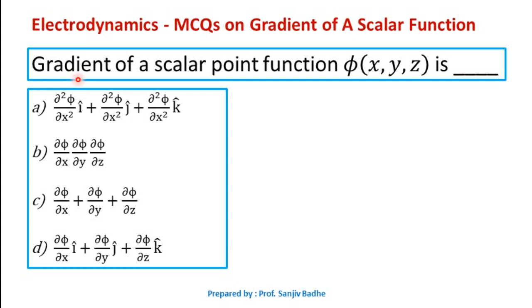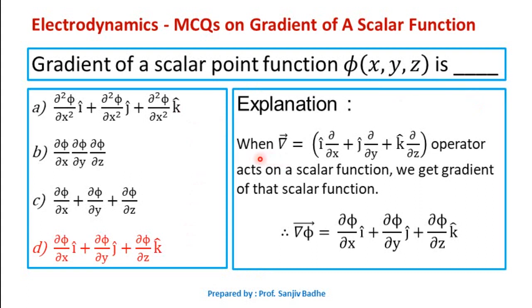Let us move on to the next question. Gradient of a scalar point function phi of xyz is, these are the options given here. We know when del operator i cap del by del x plus j cap del by del y plus k cap del by del z acts on a scalar function, then we get gradient of that scalar function. Therefore, gradient of phi is equal to del phi by del x i cap plus del phi by del y j cap plus del phi by del z k cap. This is given in the option D, and therefore option D is the correct option here.